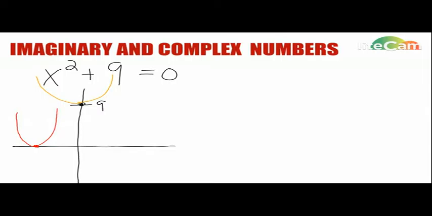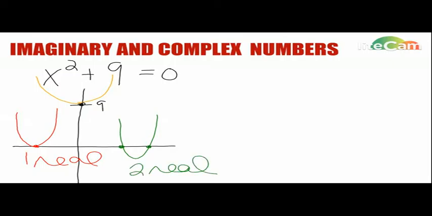But if you have a parabola that is crossing one time at the x-axis, then you're only going to have one real solution. Real meaning like a real number. If you have a parabola that crosses in two places, you'll have two real solutions. But if the parabola doesn't cross, then there are no real solutions. However, there are two imaginary solutions.